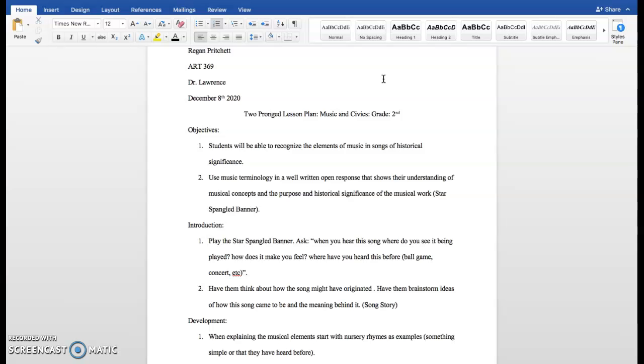The objective is that they'll be able to recognize the elements of music in songs and then use that terminology to write kind of an open response.